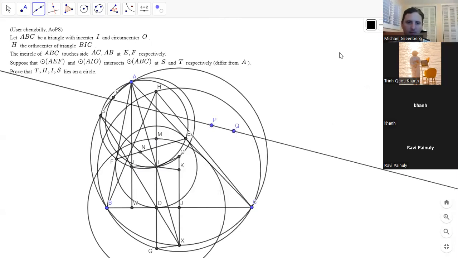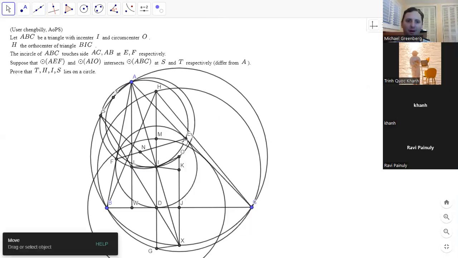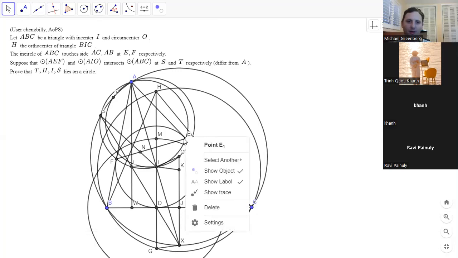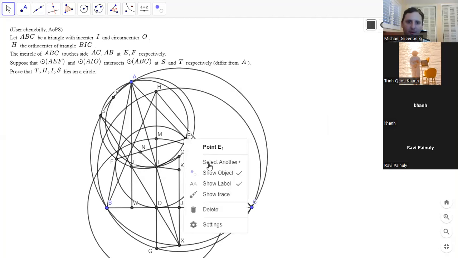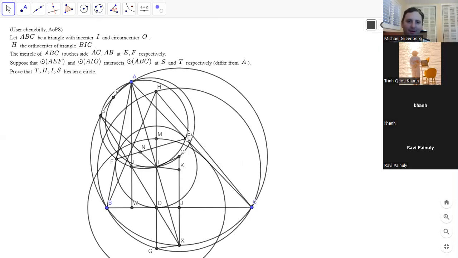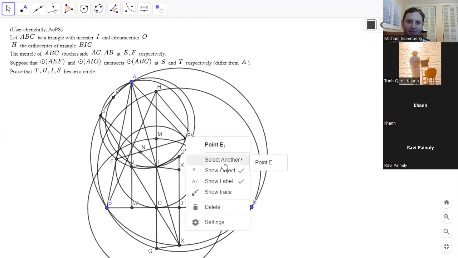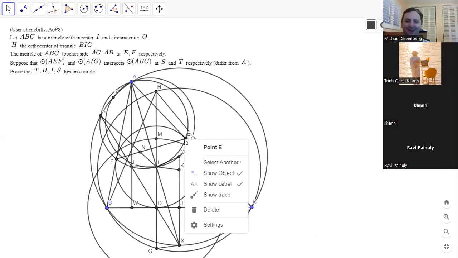Sorry, let me rename this. That's weird, it won't let me rename it. Huh. That's so weird, I can't rename E1. Isn't that weird? It'll let me rename other points, but it won't let me rename E1. Oh, I could try it right here. See. Now it says E2. That's so weird. Okay.